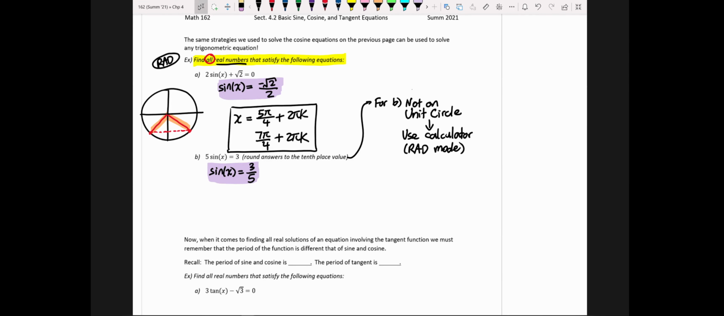If it's not a unit circle angle, then you need to use your calculator. So let's mark, where is sine 3/5? Remember, cosine is your x coordinate on the unit circle. Sine is your y coordinate on the unit circle. So y is here: 1/5, 2/5, 3/5, 4/5, 5/5. So 3/5 is about here.